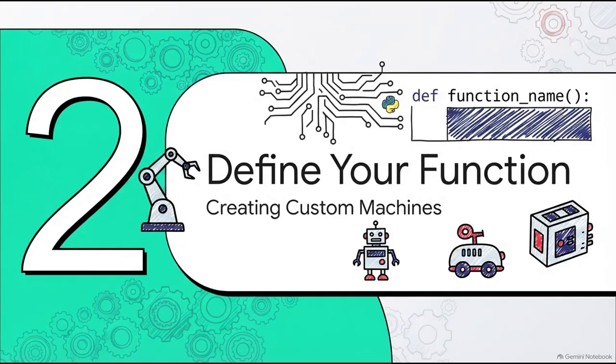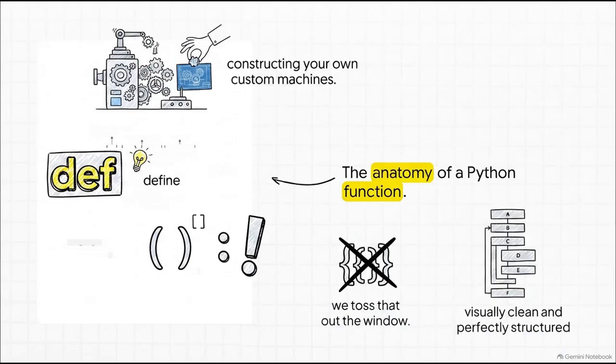Which brings us to Section 2, defining your own function, where we start creating our custom machines. Built-in functions are incredibly helpful, for sure, but the true power of programming unlocks when you learn to construct your own custom machines from scratch. Every single custom function begins with the keyword def, which is short for define. Right after def, you declare your function's name, followed by parentheses, which will eventually hold your parameters, and finally, a mandatory colon.